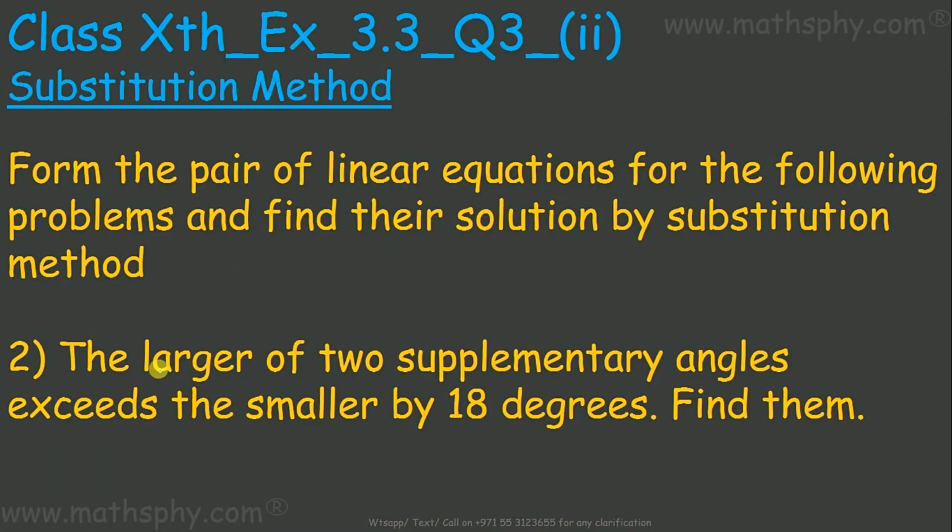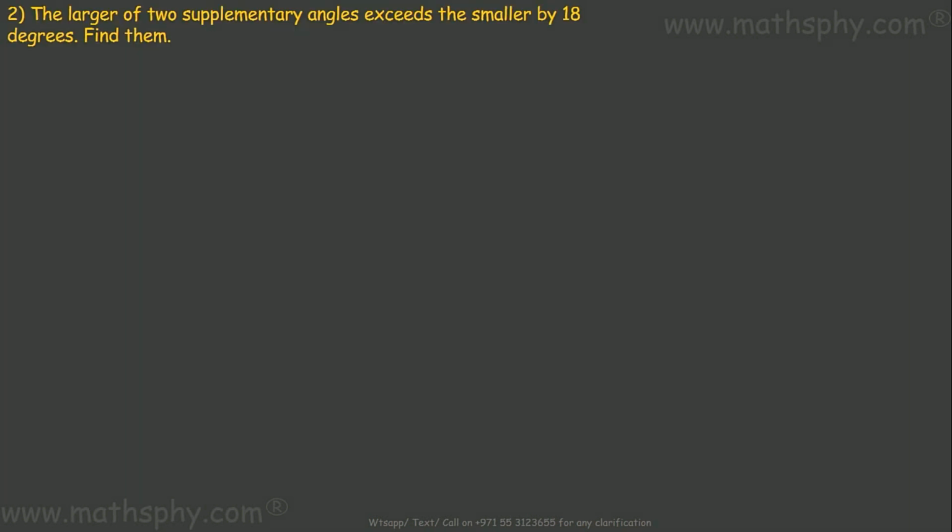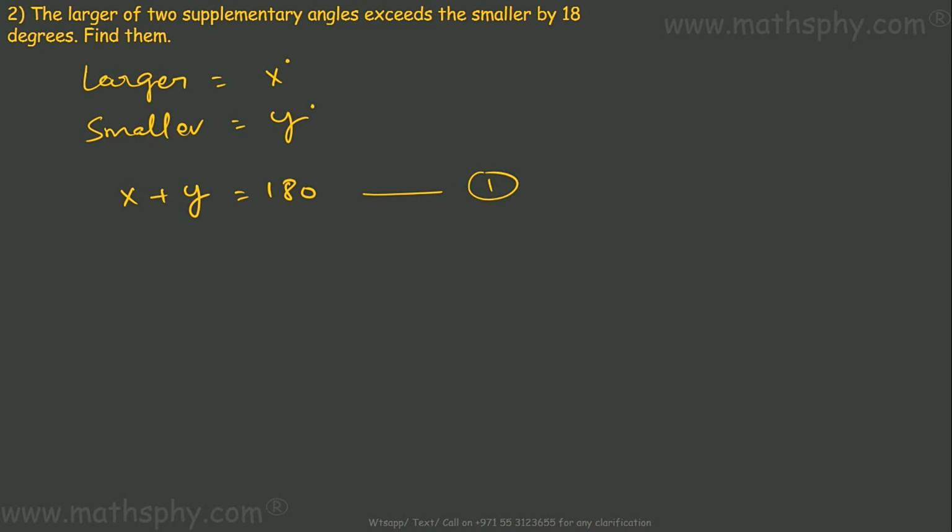This question here says, the larger of two supplementary angles exceeds the smaller by 18 degrees. Find them by substitution method. Supplementary angles means the sum of them would be 180 degrees. So suppose I write larger is x and smaller is y. X degrees, y degrees. So x plus y would be 180. Sum of supplementary angles is 180 degrees. First equation. It says the larger of two supplementary angles exceeds the smaller by 18 degrees, means this larger one is already 18 degrees bigger than the smaller one, which is y. So if I have to equate x and y, x is already 18 degrees bigger. So if I increase y also, it will be equal to x. So x minus y equals 18. Second equation.